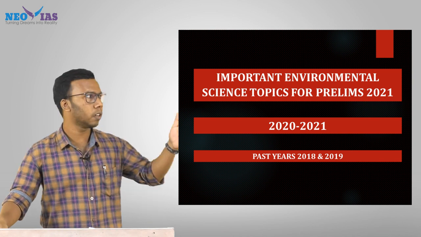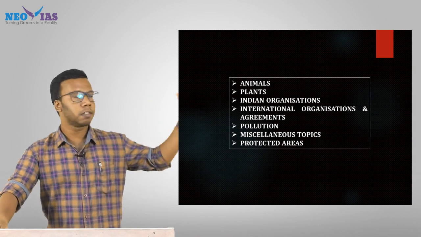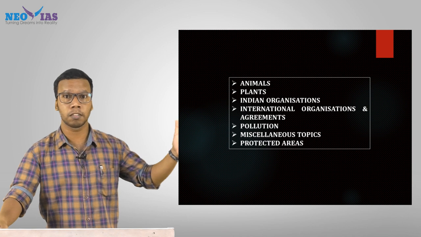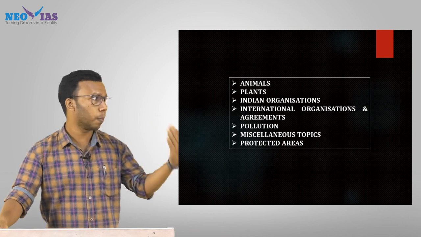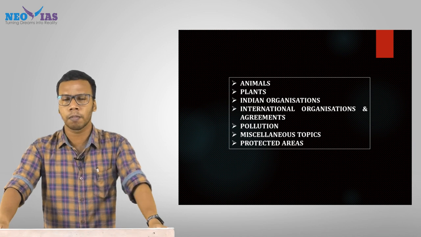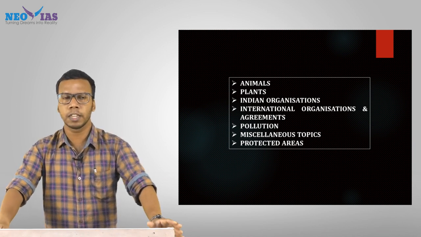Now moving on to the topic. So, we can divide the environment science topics into animals, plants, Indian organizations, international organizations and international agreements or treaties, then pollution related topics, protected areas that were in news. These are some areas from where UPSC is asking questions. So, I am going to categorize the current affairs into this list.